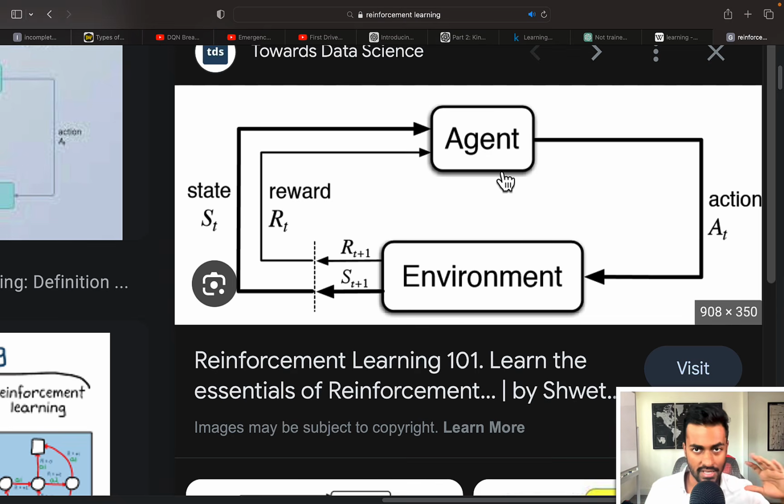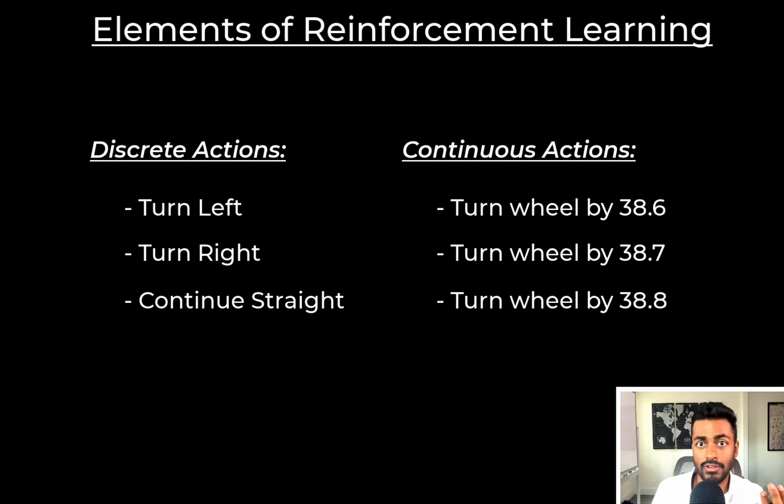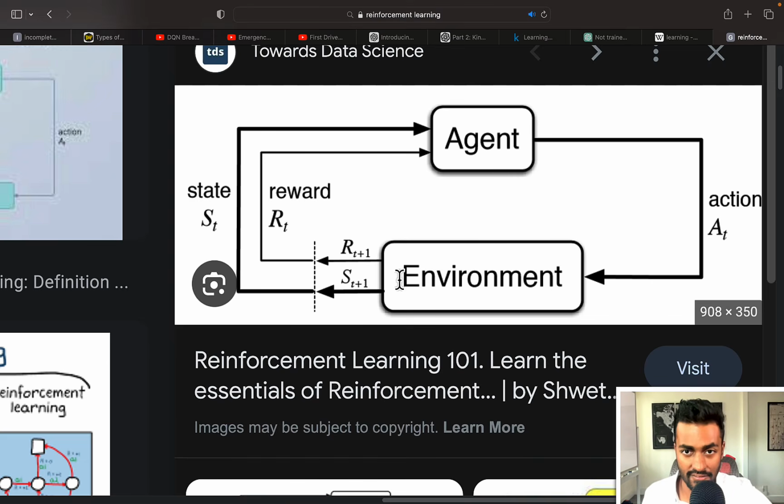Now let's talk about this from the perspective of the agent being a self-driving car. So in this case, if the agent is a self-driving car, it can perform certain actions. Now, these actions can be discrete actions like turn left, turn right, go straight, or they can be a set of continuous actions like, okay, turn your steering wheel by 38.6 degrees, by 38.7 degrees, 38.8 degrees. And it performs this in an environment.